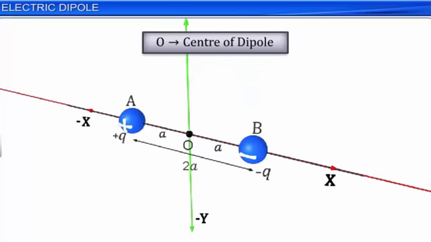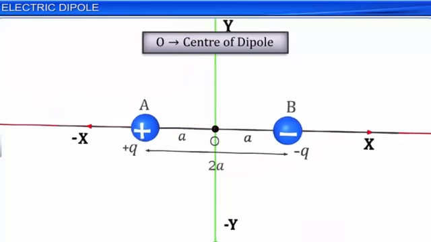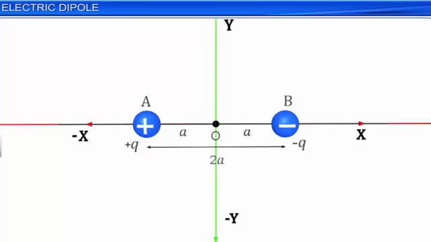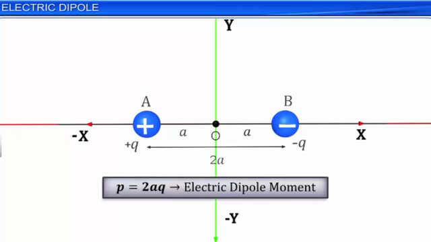The straight line passing through the charges and also through the center is called the axis of the dipole. Assume that the dipole is placed such that the center O of the dipole coincides with the origin and the axis of the dipole coincides with the x-axis of the Cartesian coordinate system. The charge minus q is placed along the positive x-axis, and the charge plus q is placed along the negative x-axis. The product of the length of the dipole and the magnitude of the charge is called the electric dipole moment P. Here, P is equal to 2aq. It is a vector quantity directed from minus q to plus q.